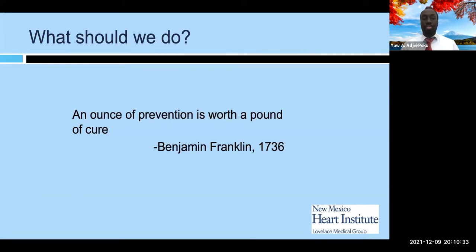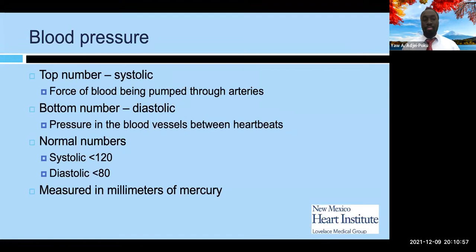What should we do? Benjamin Franklin coined the popular term, an ounce of prevention is worth a pound of cure. Again, prevention of these diseases is the most important thing that we can do. Again, this isn't in the scope of this talk, but prevention is always key. But what if we're not able to prevent it? What are some of the things that we can do to reduce the risk of you having these diseases? So blood pressure. Blood pressure is an important thing that we all need to think about.